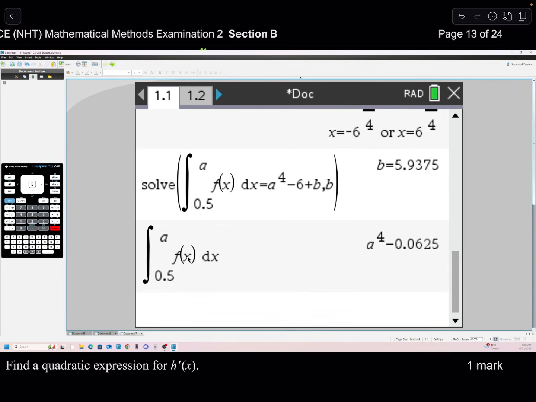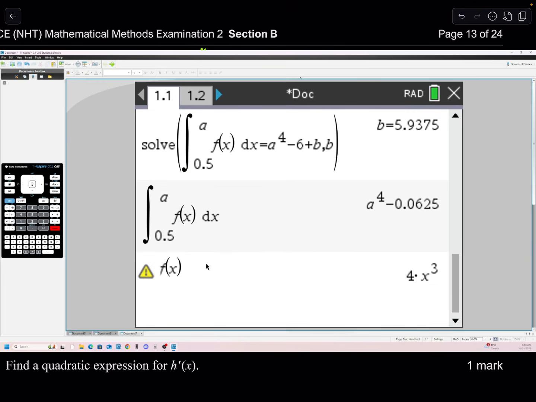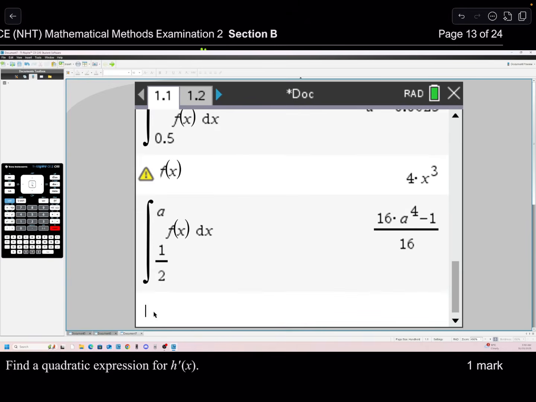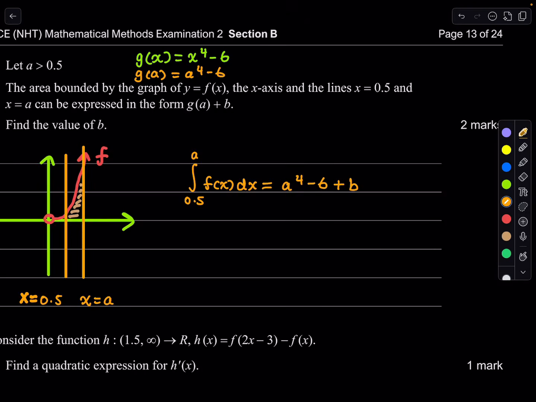I'll integrate. Why is it really f of x? I think it's because I'm putting 0.5 here. What about if I put a half? There it is, there it is. Okay, so if I put a half, which is just the same, let's write that down here. So that's what this simplifies to.